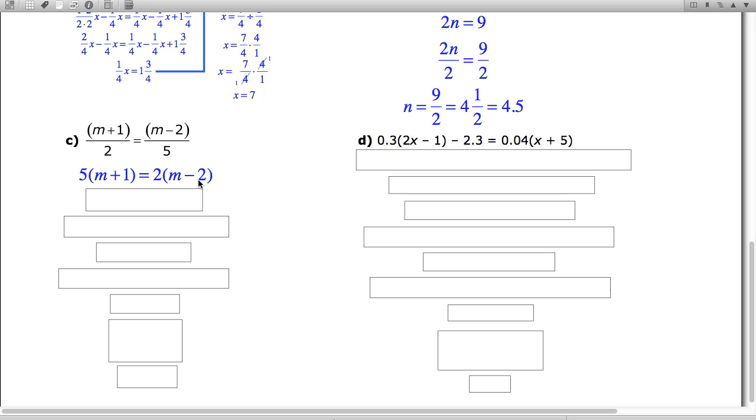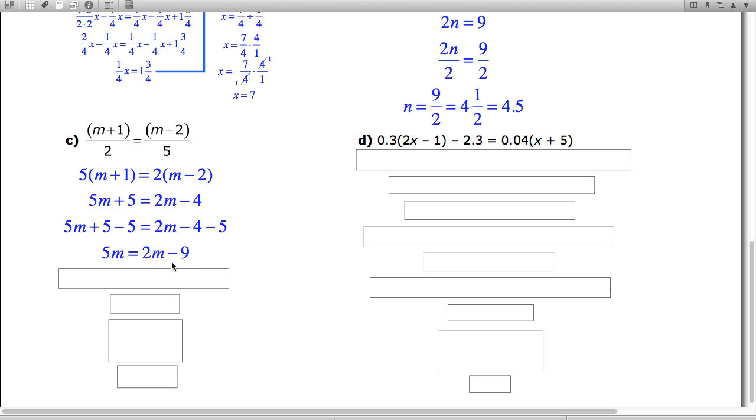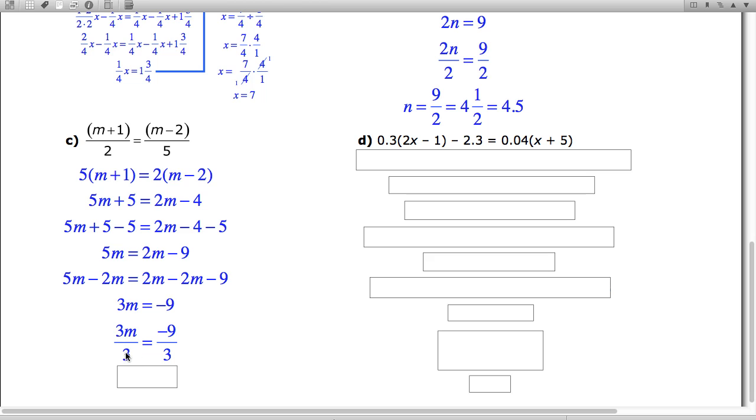And once you've got it to that point, you've got some brackets, so you need to expand them. So distributive property, 5 times m and 5 times 1, 2 times m and 2 times negative 2. We can't do any more simplifying. Both sides of the equation are as simple as they can be. So we want to have all of the constant terms onto one side, so I've subtracted 5 from both sides to accomplish that. And I want to move the variable terms to the left-hand side, so I'm subtracting 2m from both sides to accomplish that. Now I have all the variables on the left and all the constants on the right. Last thing I need to do is divide both sides by the coefficient of the variable, which is 3, and we end up with the final solution, m equals negative 3.